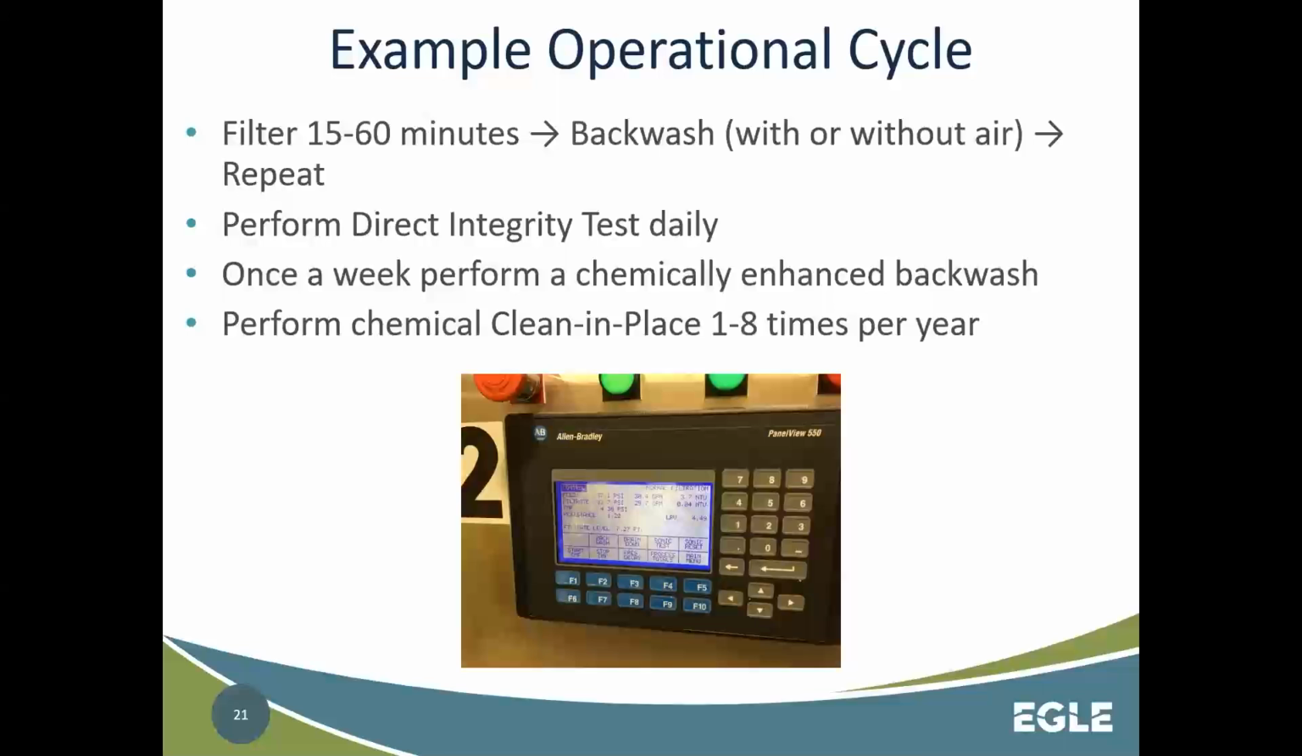Maybe once a week, perform a chemically enhanced backwash. So that's just a normal backwash, but you might have a high chlorine concentration with the water. And then maybe 1 to 8 times a year, you do a chemical clean in place. And these units usually have an HMI, that's a human machine interface, that operators can use to monitor and schedule these different activities.